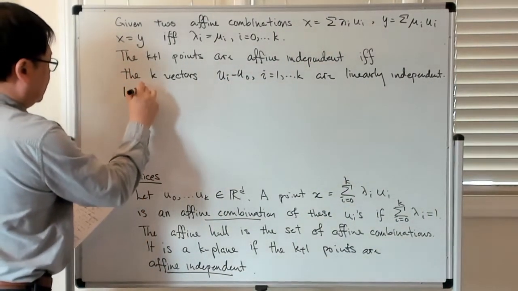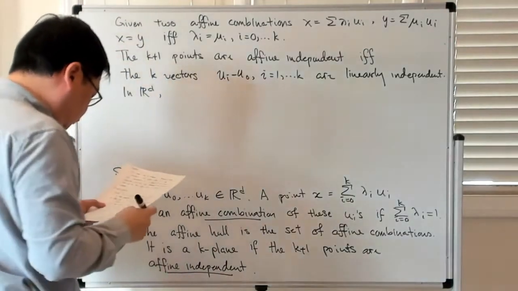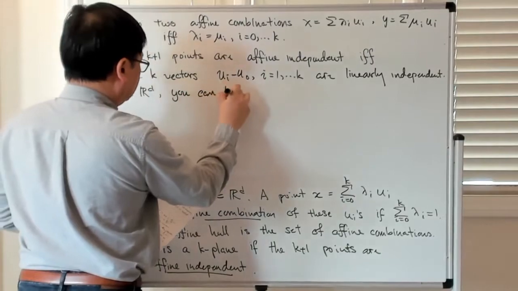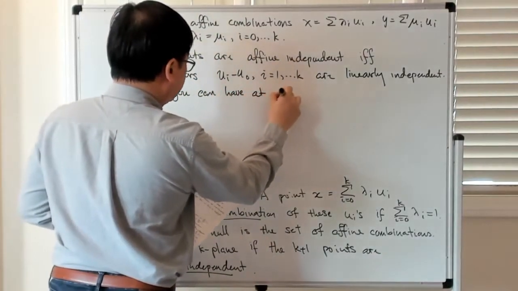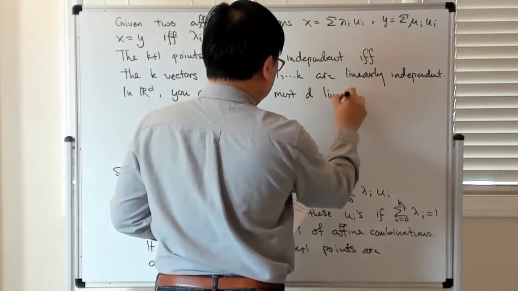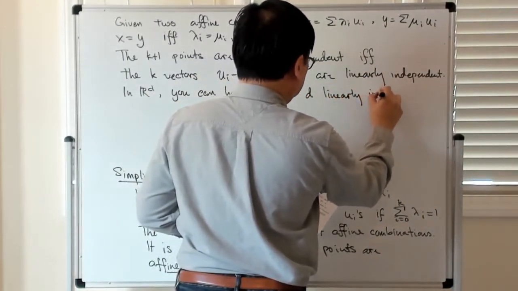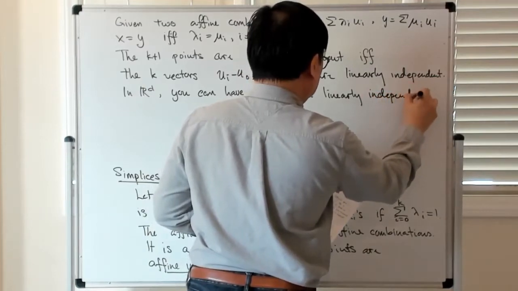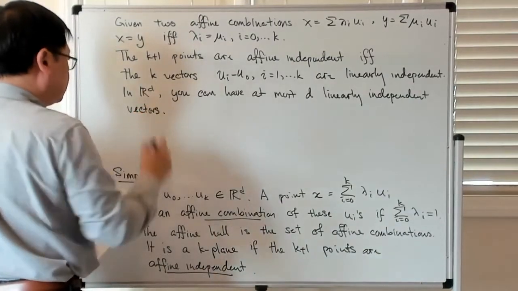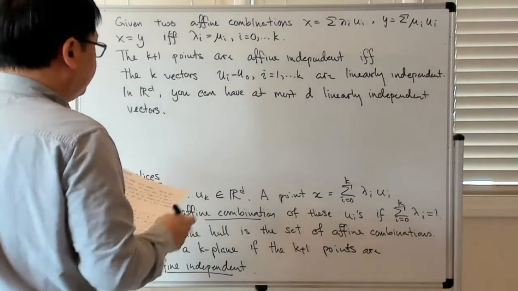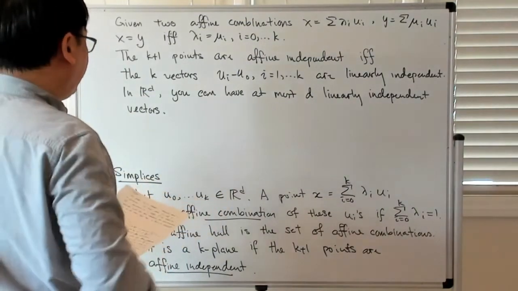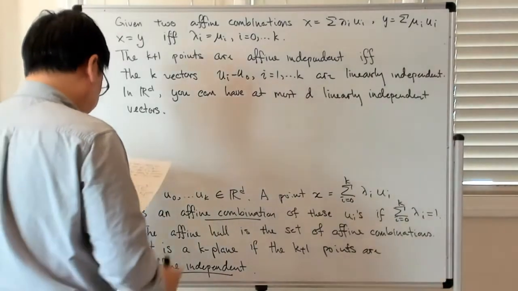So in R^d, for example, you can have at most d linearly independent vectors, which means then that you can have at most d plus 1 affinely independent points.